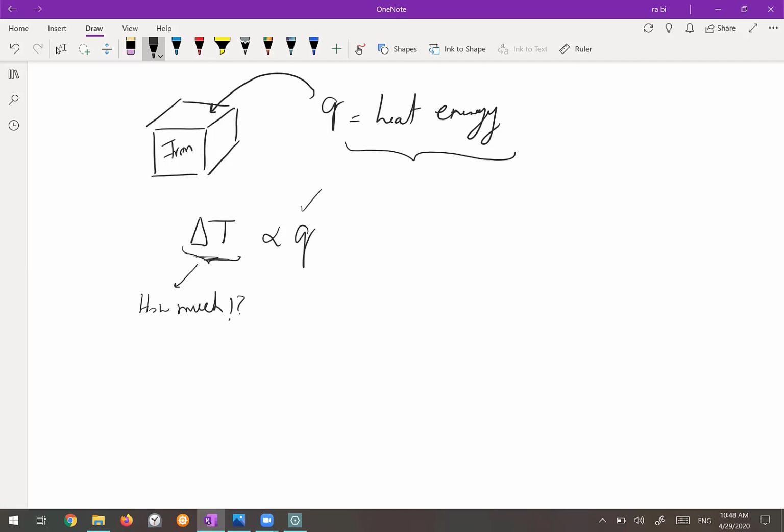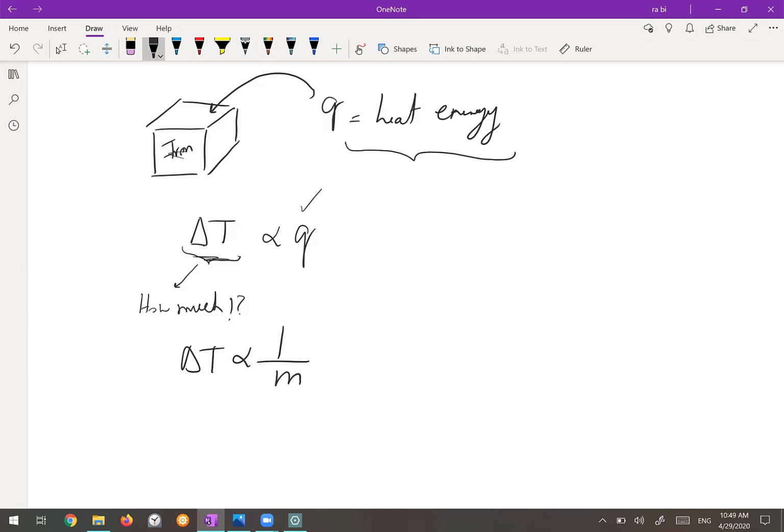Okay, so this is one thing. What else? The mass of the iron. How does the change in temperature of this iron block depend on its mass? If the mass of the iron increases, what happens to the change in its temperature? Is the change in temperature smaller? Why? Because there are more particles there and more material to heat. So the change in temperature depends inversely on the mass.